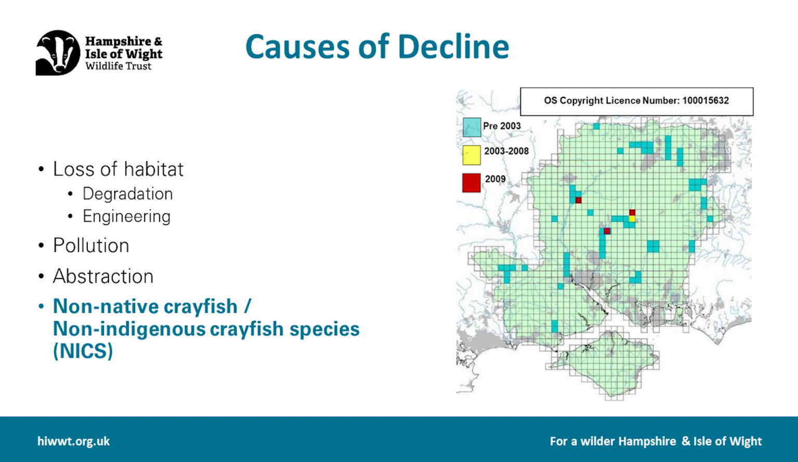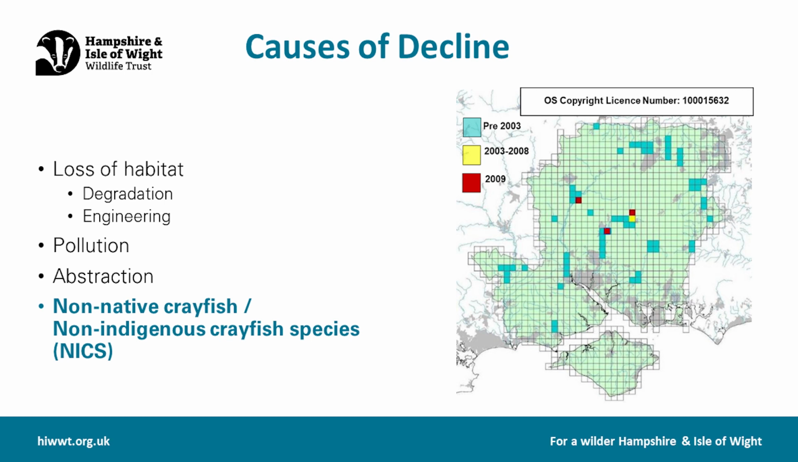But the drivers of decline of white-clawed crayfish in Hampshire and in the country as a whole have been a number of things. There's been loss of habitat, so degradation and over-engineering of river channels, particularly things like dredging during World War II, and then straightening of river channels for canalization. There's also the impact of pollutants, so they can be affected by runoff of chemicals and pesticides.